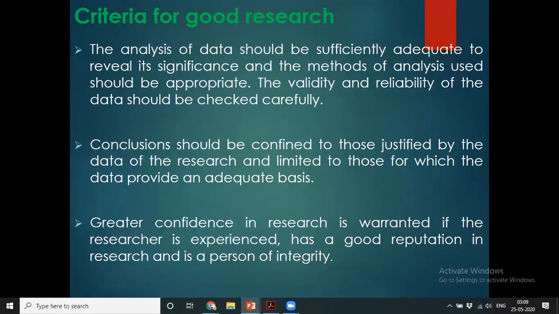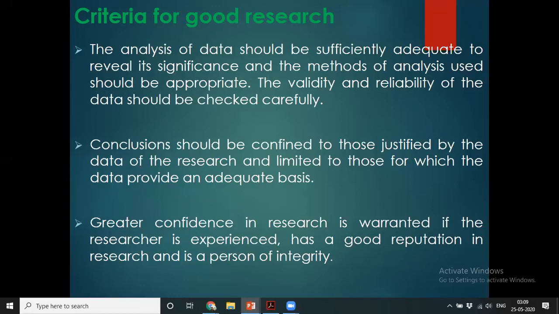That's why you have to do the experiment two, three times. Then you can consider the average data, which will be helpful for the other researchers who will carry out their work on that particular topic. And the validity and reliability of the data should be checked carefully. If you are doing the research, then you can compare your work with other published work on a more or less similar topic, and you have to repeat the experiment.